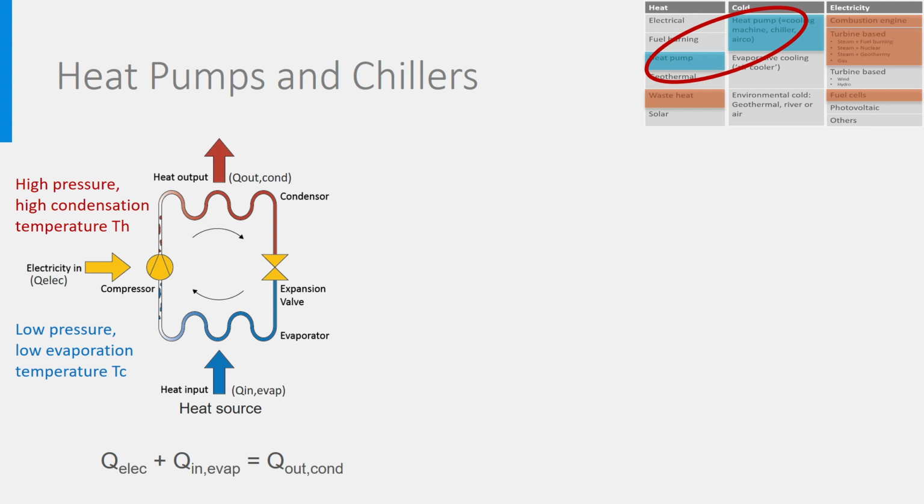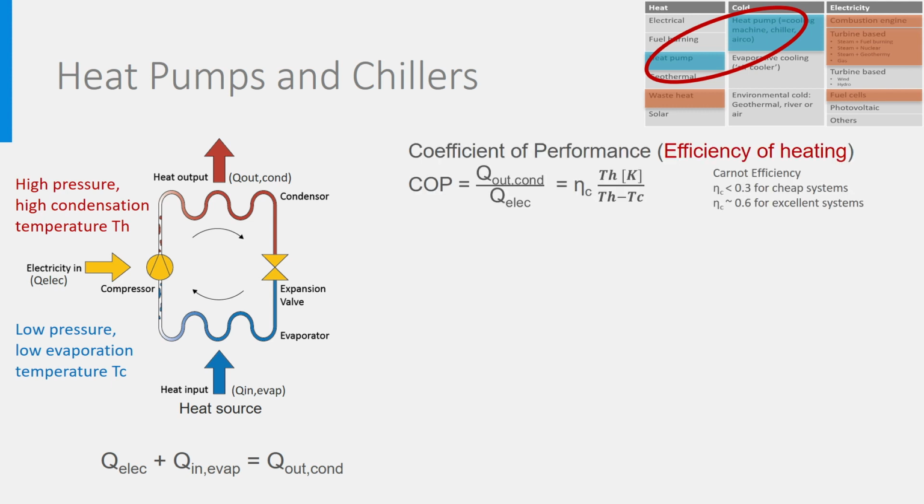Let's look now at the efficiency of such a system. The efficiency of a heat pump is called COP, coefficient of performance. It is defined as the heat output divided by the electrical input. The heat taken from the heat source is for free as it is environmental heat. Note also that the COP can be expressed in terms of the ratio between the high temperature of the condenser in Kelvin and the difference between the low and high temperatures.